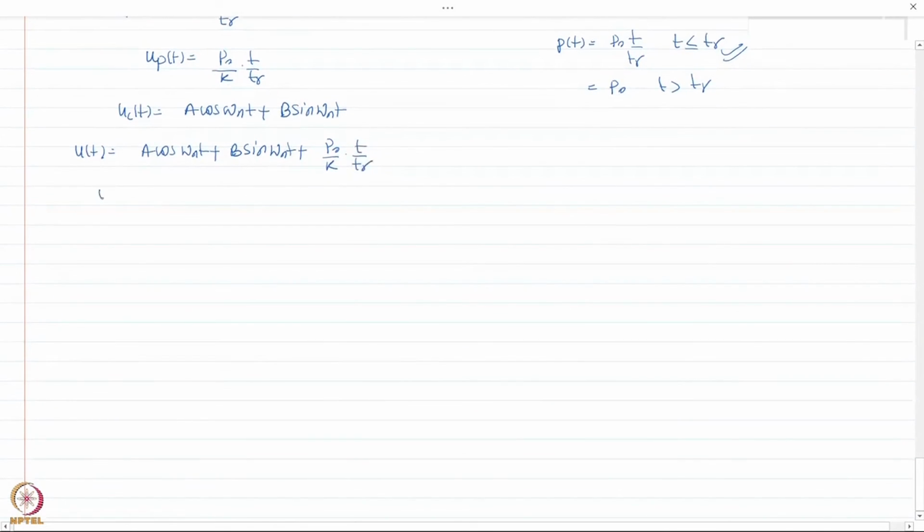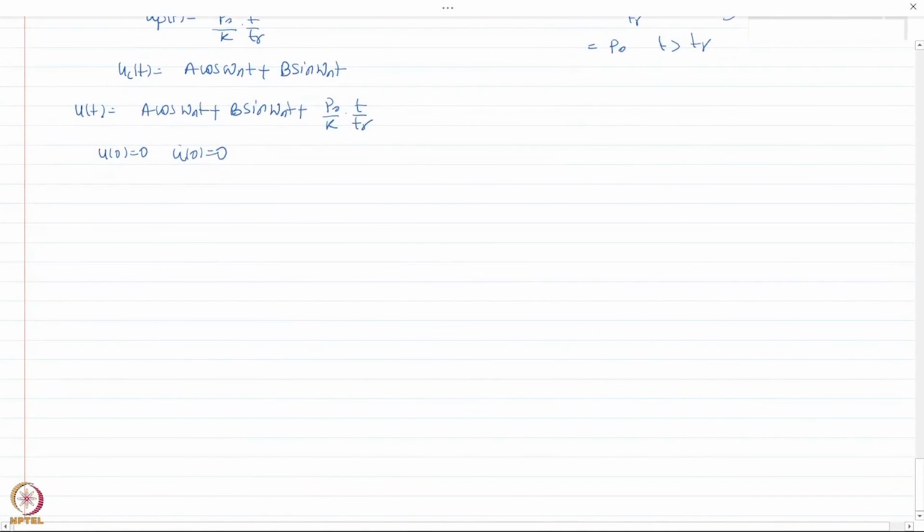And if you substitute the at-rest initial conditions, u0 equal to 0 and u dot 0 equal to 0, you can get the expression for u(t) as p naught by k, t by tr minus sin omega n t by omega n tr. Now let us just consider the linear part of the force here and try to plot it.